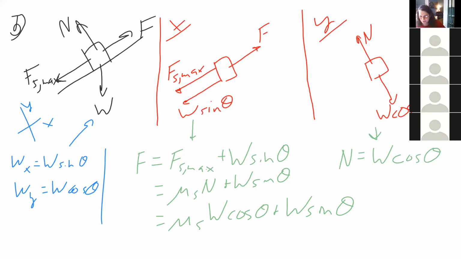Do you have any questions on especially this slide and doing the forces as we've done here?